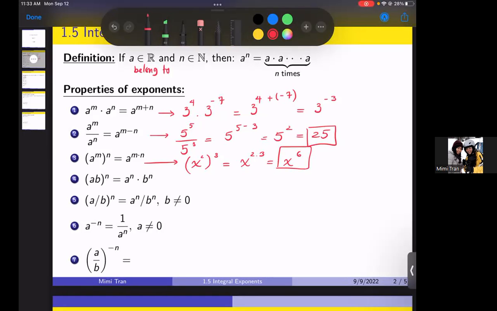Rule number 4 is based on rule number 3. So for (ab) to the n power, all you do is distribute the n to each of the factors. Right. So for example, if I have, say, x squared, y to the cube, and then squared again, all I do is distribute the square into each of the factors. So I'm going to have x squared squared, which is x to the 4, and y cubed squared is y to the 6.